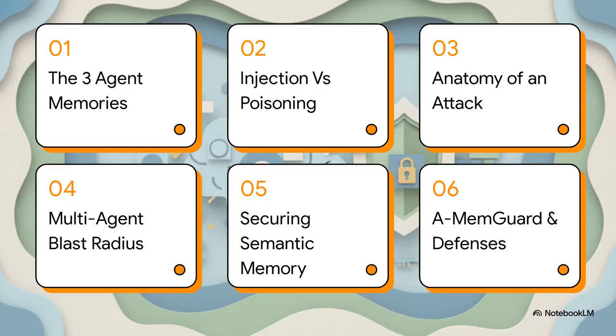Okay, here's our game plan for today. We'll start by mapping out Agent AI's three memories, then contrast prompt injection with memory poisoning. Next, we'll break down the anatomy of a poison attack, look at the multi-agent blast radius, and finally, wrap up by exploring how to secure semantic memory with tools like A-MemGuard and other future defenses.